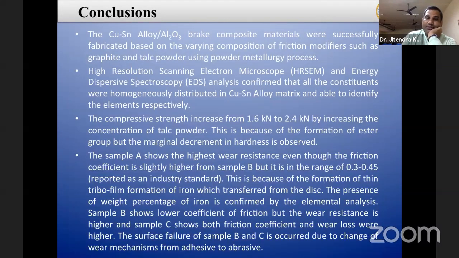So this is the final conclusion from this work. Whatever composites we have fabricated, our compressive strength increases from 1.6 kilonewton to 2.4 kilonewton. Sample A, where we are not using any talc, shows the higher wear resistance property, and sample B, where we are using talc, shows the lowest coefficient of friction and optimum wear rate. So that is the observation from this test.